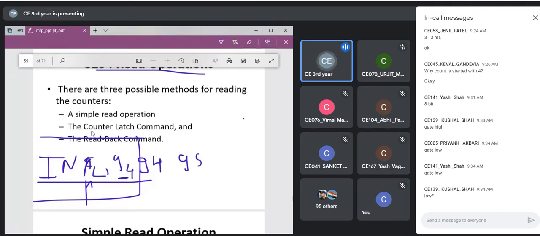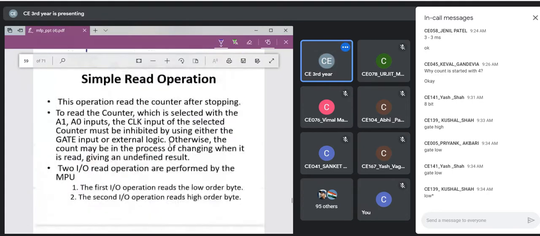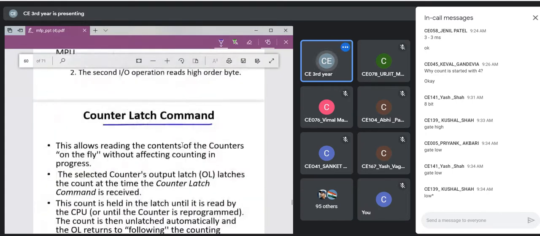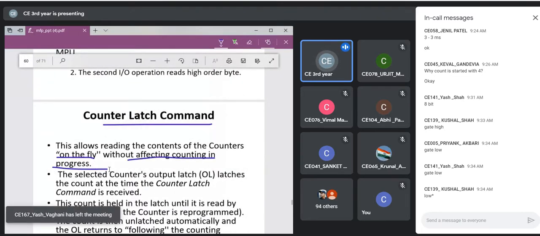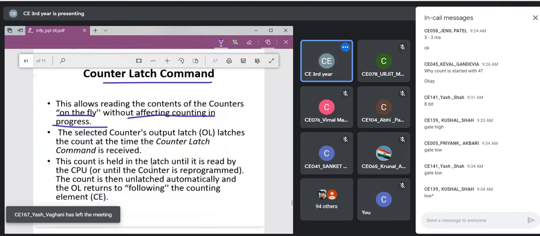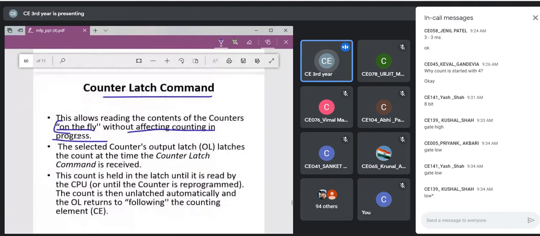So what should we do? The problem is that I am not latching the count. So the next option that I have is that if you want to read, latch the count. If you want to read it, don't stop your counter. Latch the count. Store the count. Okay, and that is the next option you have. That is on the fly. What is the meaning of that? Without affecting your counting process, you are going to read it. So this is also known as on the fly.